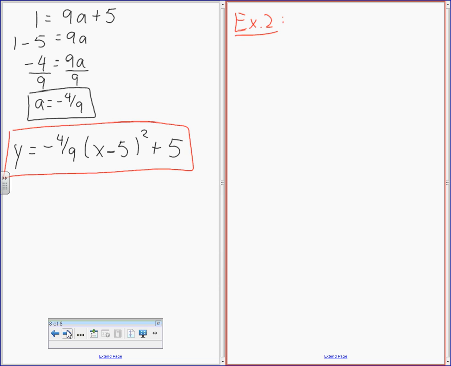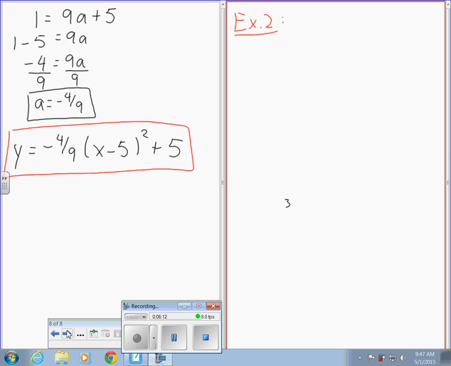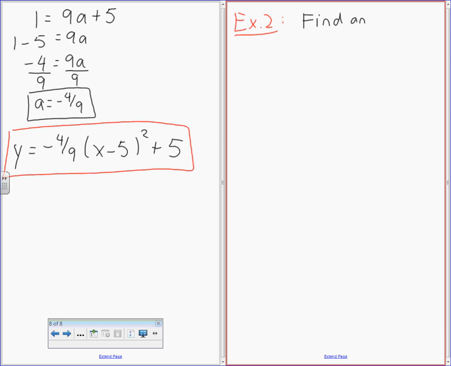I'm just going to write an equation on the board. You guys are not going to look. I'm going to pause so the internet doesn't see it. Okay, so this is find an equation going through the points.